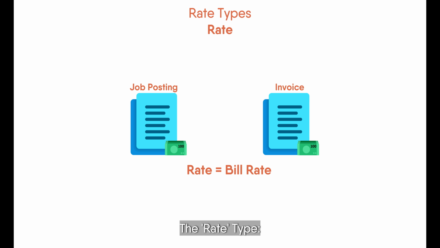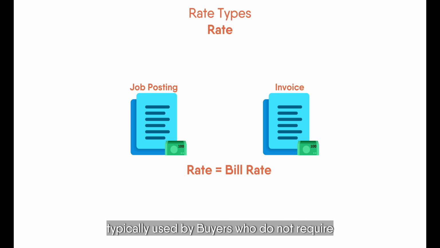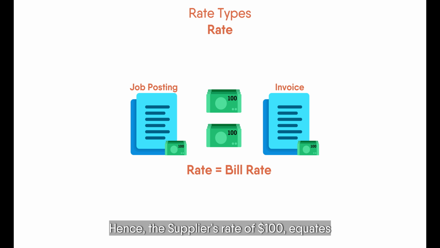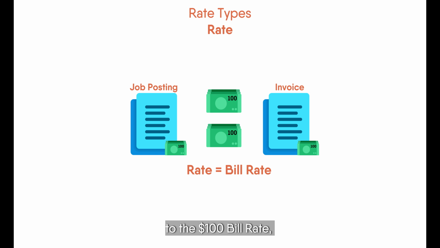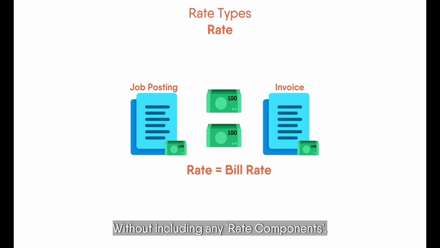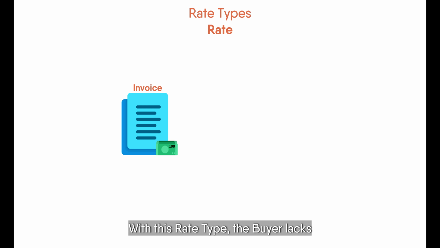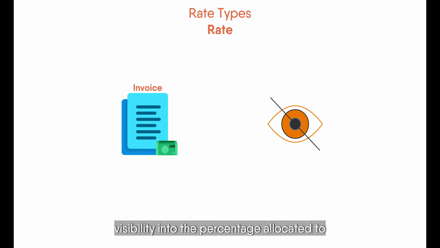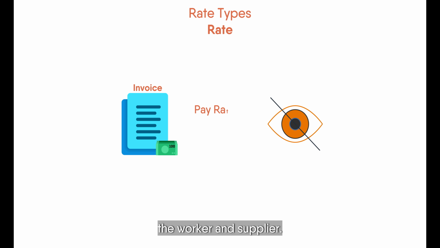The rate type. This type represents the rate itself, typically used by buyers who do not require visibility into the supplier's fees or workers' wages that contribute to the final bill rate. Hence, the supplier's rate of $100 equates to the $100 bill rate presented to the buyer, without including any rate components. With this rate type, the buyer lacks visibility into the percentage allocated to the worker and supplier.